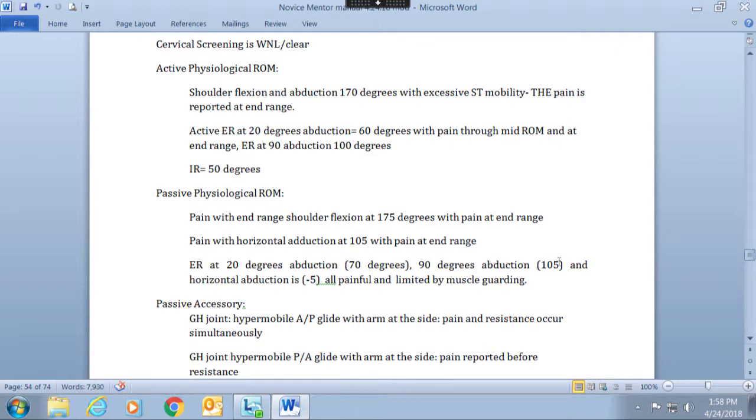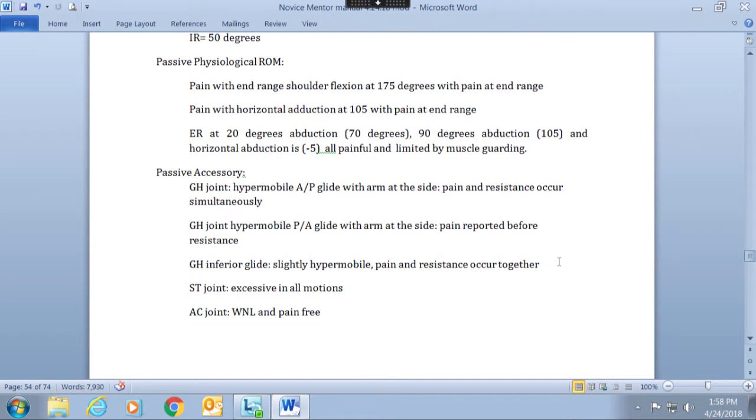Look at that. Passive accessory, we could do it in positions we talked about last time. This person is hypermobile AP. Pain and resistance occur simultaneously, meaning it's more subacute. PA, pain reported before resistance, so there's some type of acuteness in that posterior to anterior capsule. Practice your AC joint palpation.